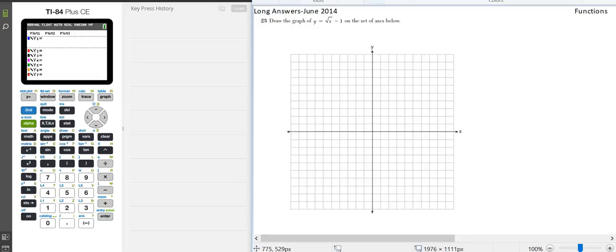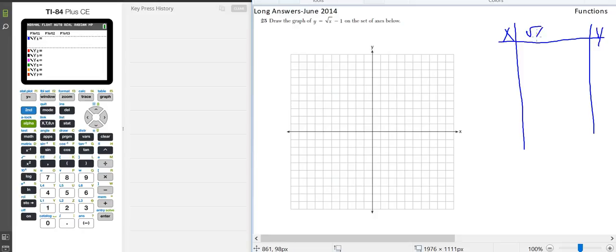In this video, we're going to discuss graphing radical functions using question number 25 from the June 2014 Regents. Draw the graph of y is equal to the square root of x minus 1 on the set of axes below. There are two ways we could do this. We need to make a table of our x values and their corresponding y values. Either we could do this by hand or we could do it using the calculator. We'll do it both ways. First we'll do it by hand, then we'll do it using the calculator.